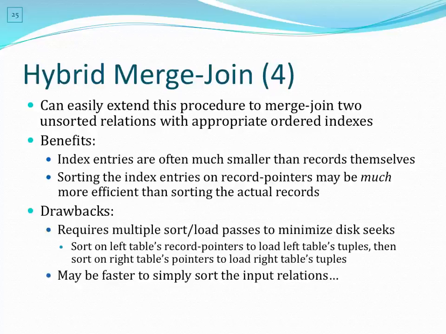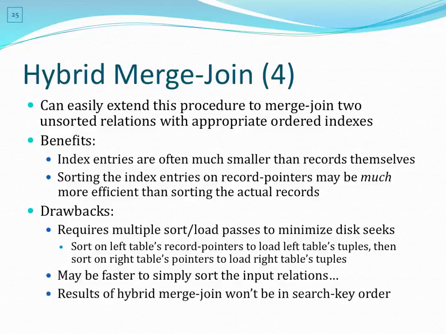Okay, so drawbacks. The bigger problem, besides having to do these sort load passes, is that we lose our search key order. So again, our Selinger optimization options may disappear. So again, a good database will say, well, here's one option. I'll cost it, see if it's good, put it in the notebook, and then I will cost the option that doesn't use hybrid merge join and see if it's better or worse. So it goes ahead and prices those out.